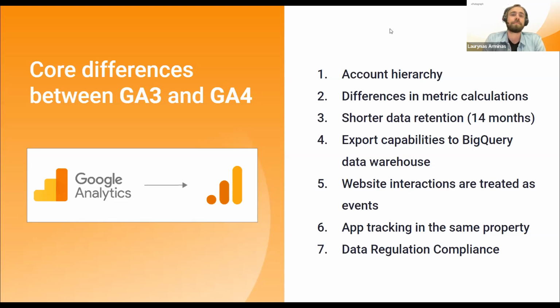And then number 5, we have website interactions, which are treated as events. For GA3, it used to be hits, but now you can get a bit more granular with the actions people take on your website and then attribute different properties to them and so on. You've also got app tracking in the same property. So they used to be 2 different views, but now you can store them and analyze them in one place.